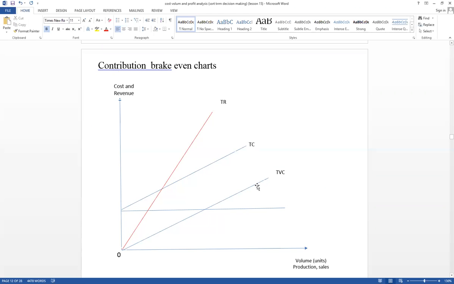In contribution break-even point charts, this is the total fixed cost. It does not vary with quantity, but in the contribution break-even point charts, the total fixed cost line cannot be drawn. Therefore, remove it. Those are the lines we have to draw. Total revenue, and total cost, which starts from total fixed cost and is parallel to the total variable cost.